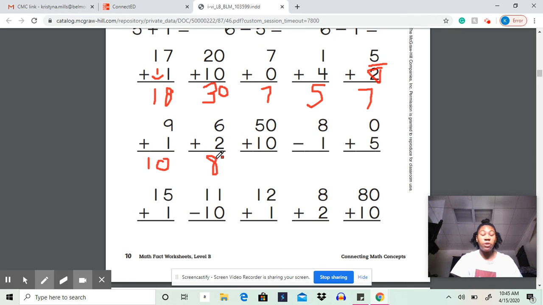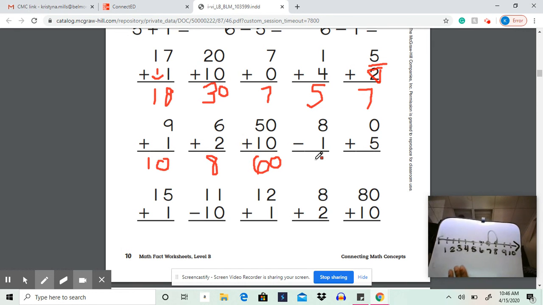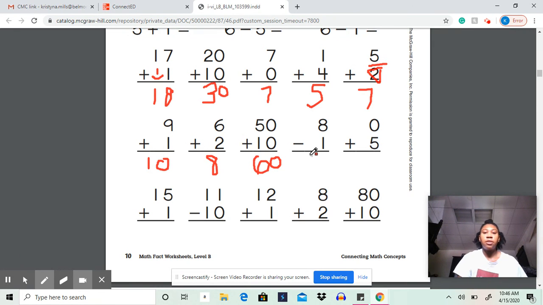50 plus 10. Start with our ones place value. 5 plus 1 equals 6. 8 minus 1. You can also go backwards on the number line. I can start at 8, and I can hop this way. 7. 0 plus 5 equals 5.